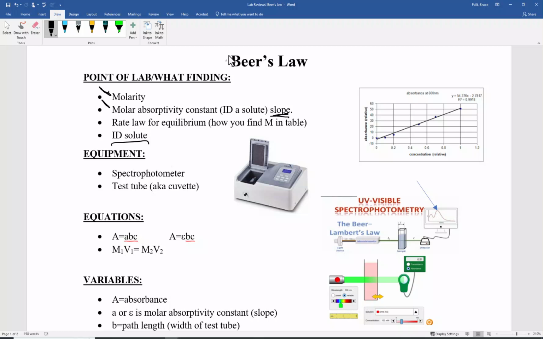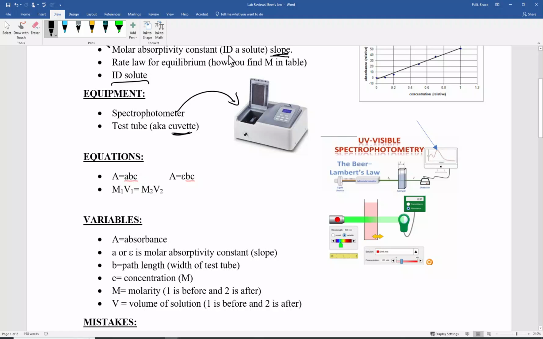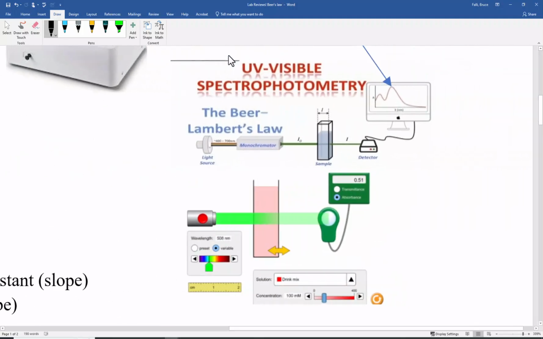Okay, so the equipment is this dude right here. This is a spectrophotometer and a test tube, which is very often called a cuvette, but it's a test tube as far as we care. Okay, so let's take a look at what happens here. It's the Beer-Lambert law. You've got a light source and a monochromator, which will give you a specific wavelength. The abbreviation for wavelength is lambda. This wavelength is absorbed some by the particles in solution, and then we have a detector over here that will tell us how much is absorbed or not.